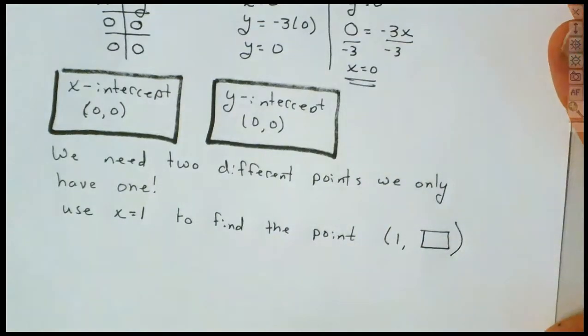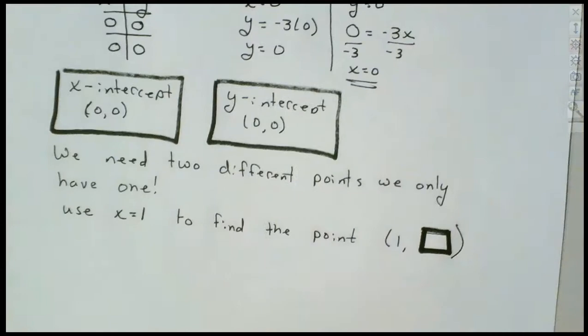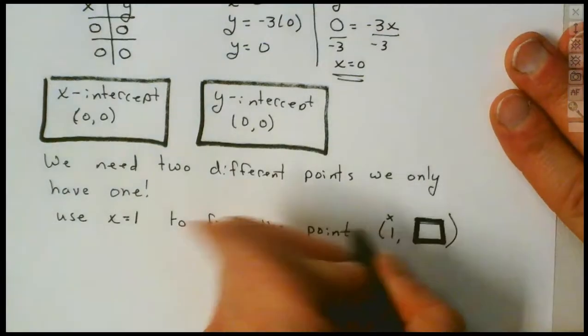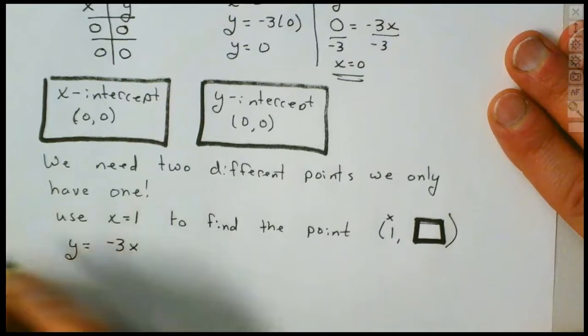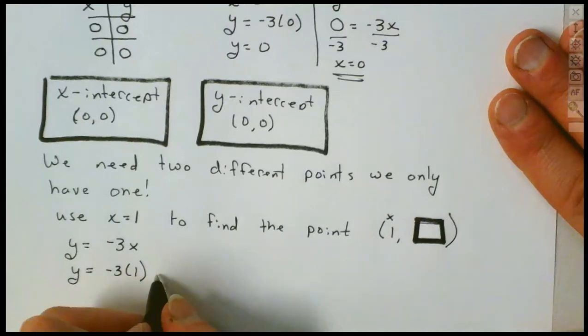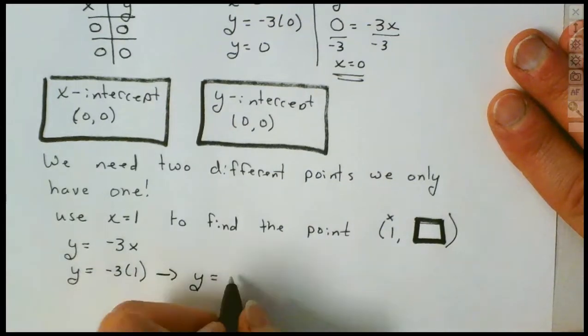So we do not have enough points, which we currently do not. We have to have 2 different points. So if we only have 1 point, we need another point. So if we don't have enough, we use x equals 1. And we want to find that point 1, blank. So let's try to do that. Okay, this is your x value here. So we're going to use x equals 1. So y equals minus 3x. We're going to use x equals that 1. You can use any number. I just choose 1 because it's easy to work with. And that leaves you then with y equals negative 3.